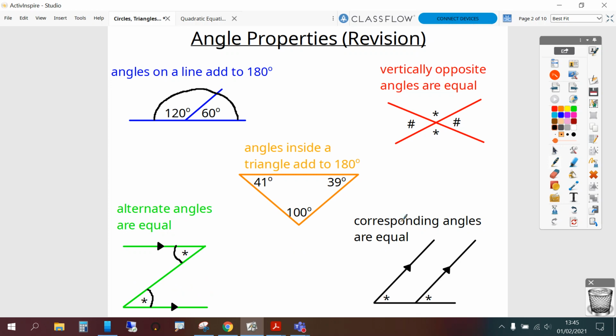And finally, in the black diagram, corresponding angles are equal. Again, this is in this F shape, indicated also with two parallel lines with the arrows. And again, the angles at the corners are equal to each other.